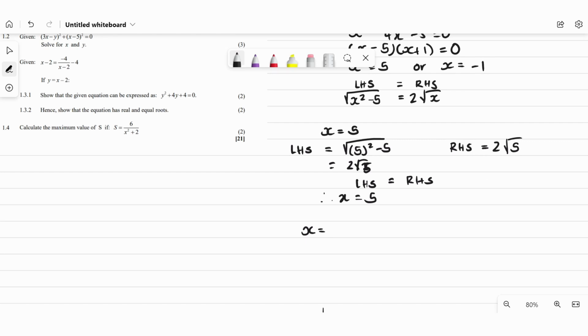Then we're going to check for x is equals to -1. When we substitute into the left hand side, we see that this is going to be undefined. It's going to say maths error in your calculator. If it's undefined, therefore what? x is not equals to -1. So your only solution is x is equals to 5. And we're done with that question.